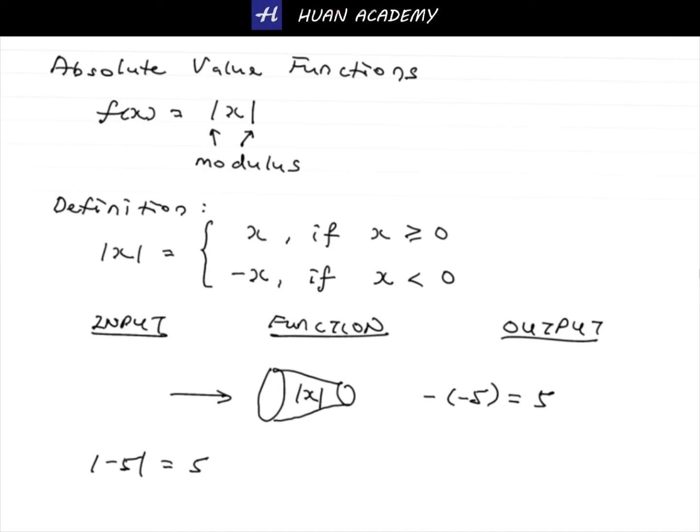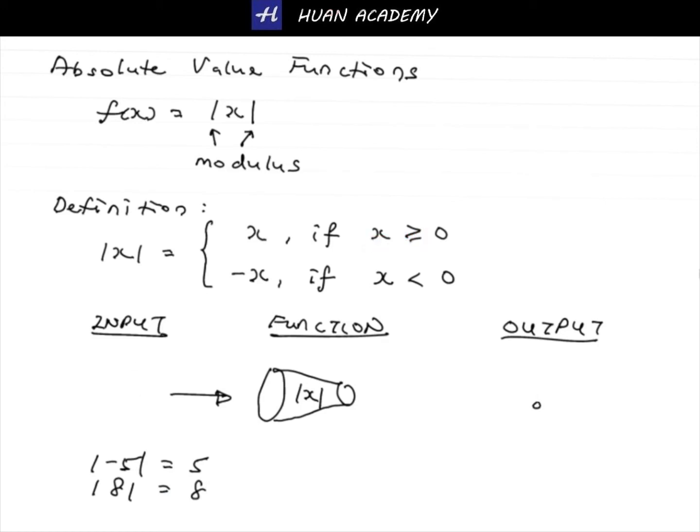So let's try to have another input. This time, assume it is 8. So 8 is positive. What happened is that your output is 8. Why is your output 8? Because 8 is greater than 0.